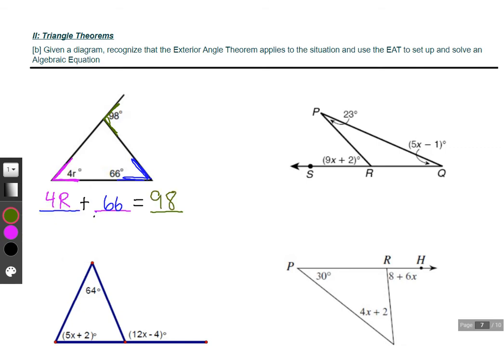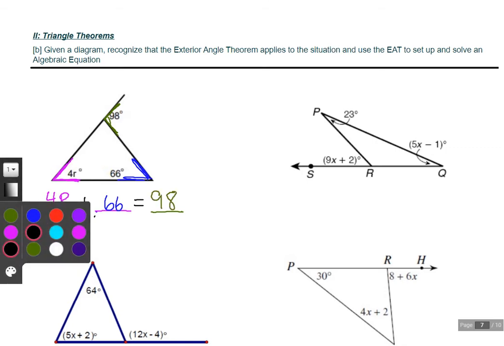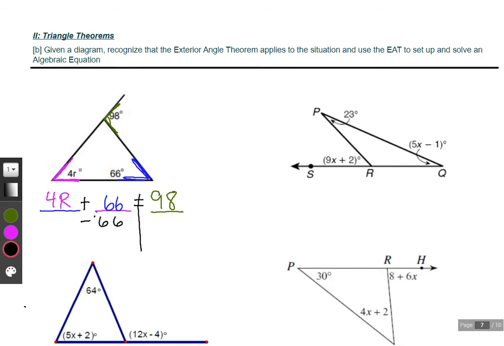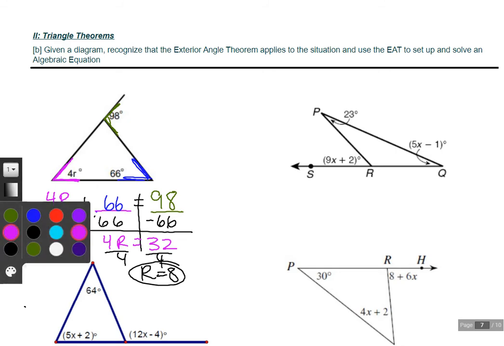Okay, this little palette thing is driving me nuts. Now we're in the solving steps, so let's subtract 66. So I have 4r is the same as 98 minus 66. That'll give us 32. Divide out our 4s, gives our value of 8. Okay. Now going back to check, so we have 4 times 8. That'll give me this angle to be 32 degrees. 66 is given. And so to check a relationship, if I take 32 plus 66, that should equal our exterior angle of 98, and it sure does.